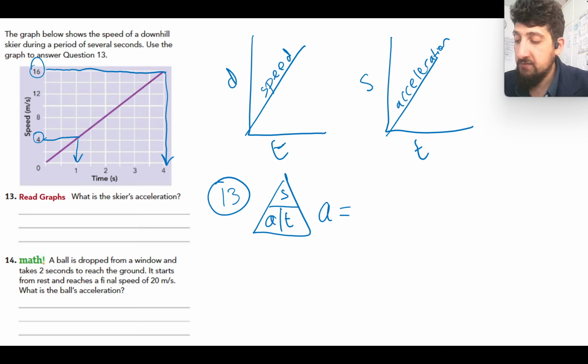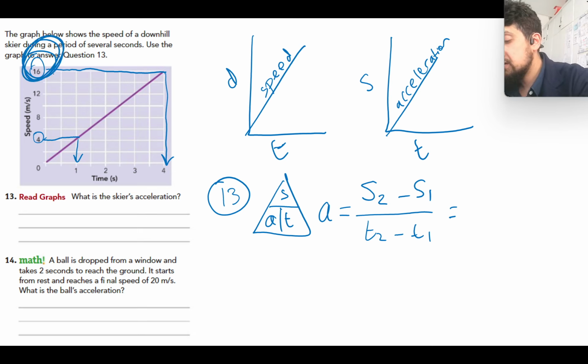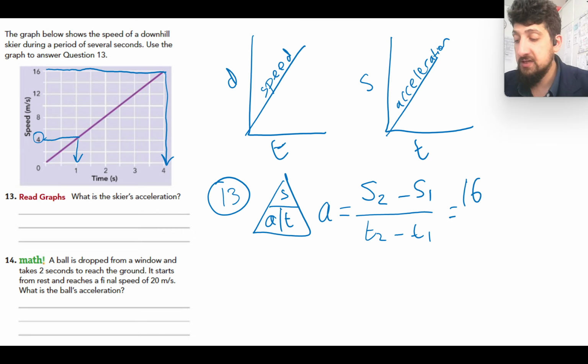So now that we have the information, we've got the final speed. Remember, the formula is such: final speed minus initial speed over the time difference. So T2 minus T1 just means the final time minus the initial time. So what's the final speed? Here it is, 16. That was the final speed. What's the initial speed?